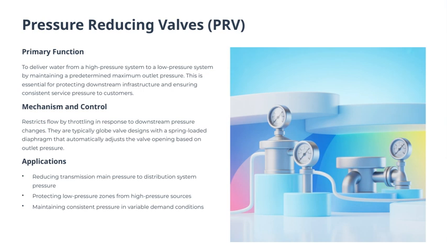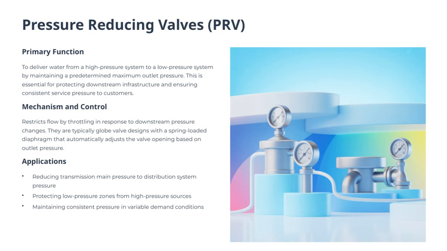When we look at applications, pressure-reducing valves, or PRVs, play a central role. They work by throttling flow in response to downstream pressure changes. Typically, these are globe valve designs with a spring-loaded diaphragm that automatically adjusts the opening based on the outlet pressure. This automatic response helps maintain the desired pressure downstream.